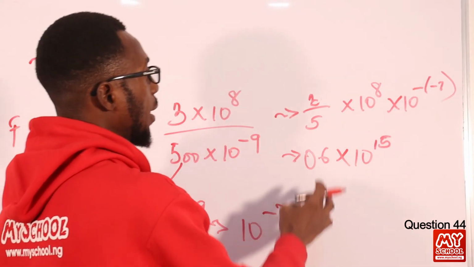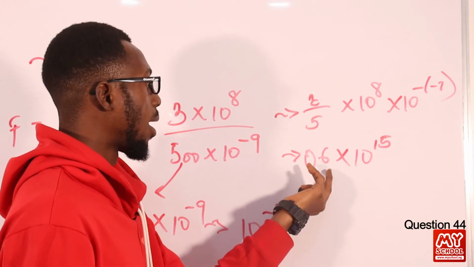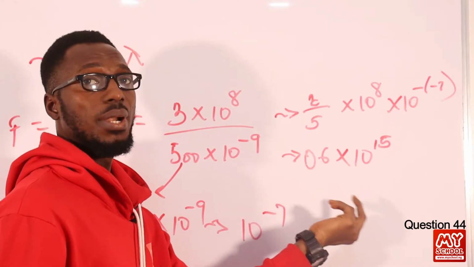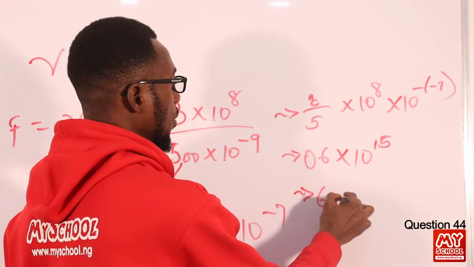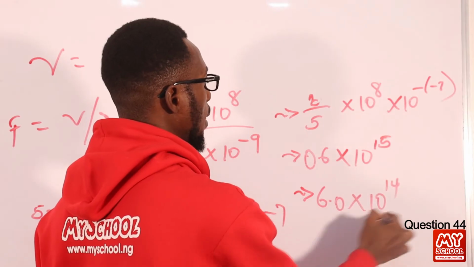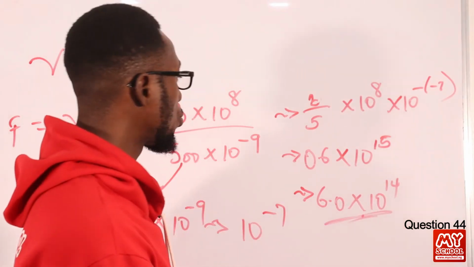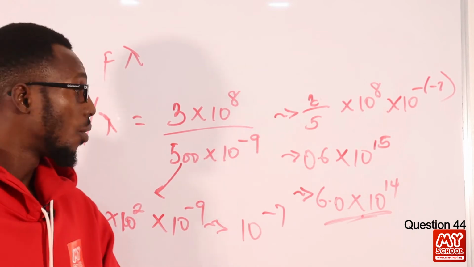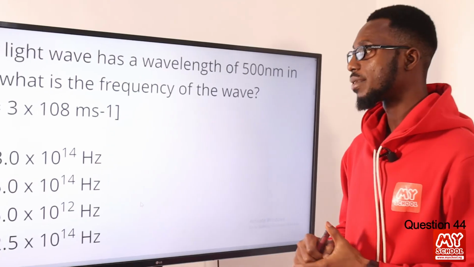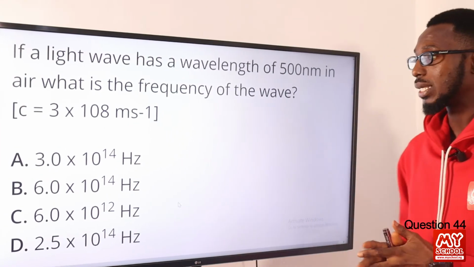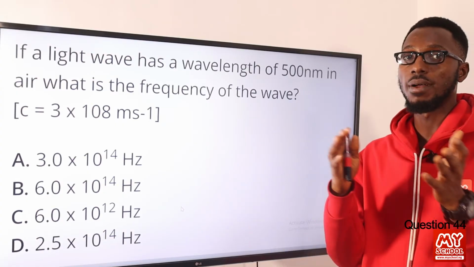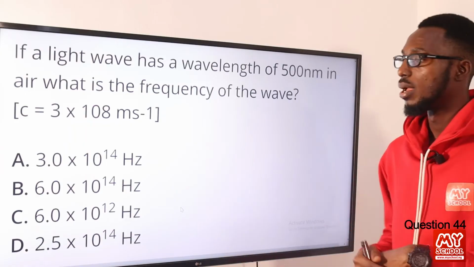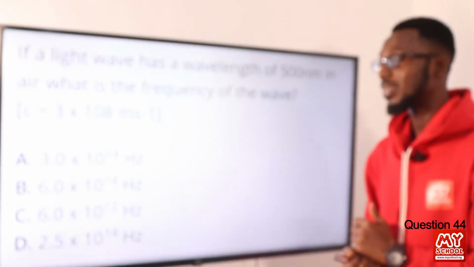Or if I want to bring this to proper form, I can bring this back to 6 by just lending 1 from here. So that should give me 6.0 times 10 raised to power 14. So this is what I should have for my frequency: 6.0 times 10 raised to power 14 Hz. If we left the value in 0.6 times 10 raised to power 15, but we are bringing it into this because of the options we are given. So option B is the right option.